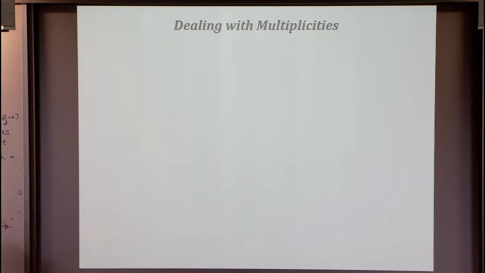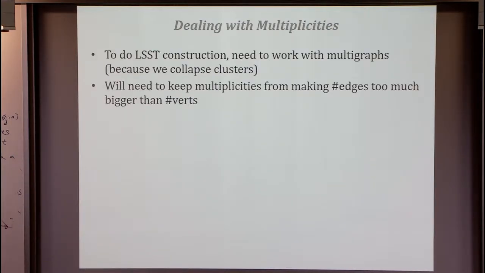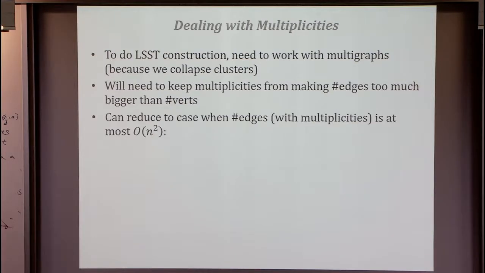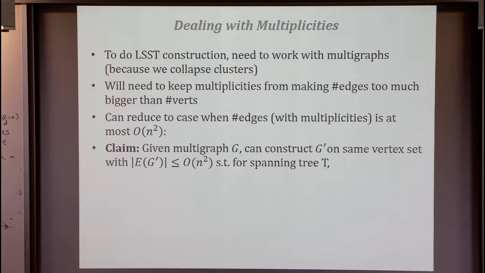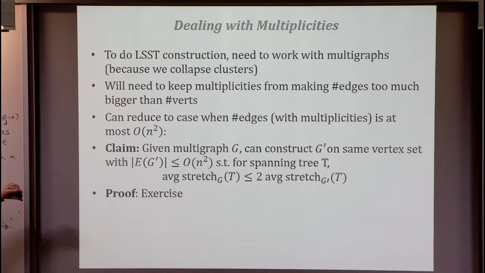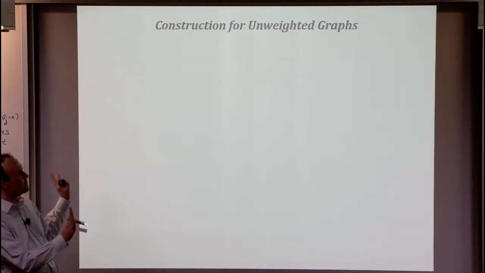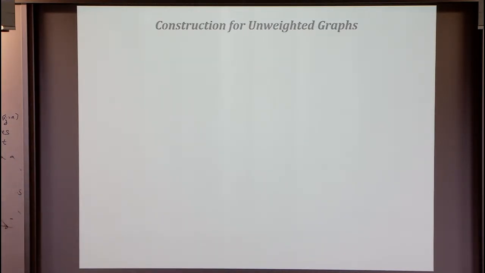I'm going to skip dealing with multiplicities. You have to be a little careful because we're collapsing clusters. You have to deal with multigraphs correctly. It's not a big deal, but you have to do it. So you can sort of correctly handle multiplicities, and I just want to push past that. And let me tell you the core of the recursive construction in my final 3 minutes.